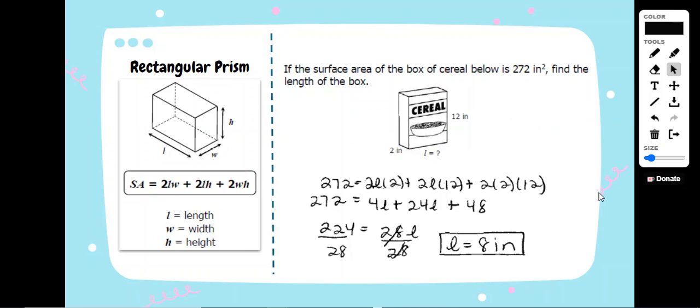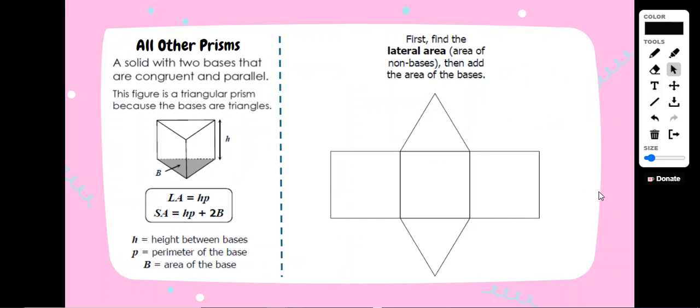So because rectangular prisms are used so often, they have their own particular formula. For any other prism that has a non-rectangular base, we use the formula of surface area is equal to height, remember height is between the 2 bases, times perimeter, and that is the perimeter of the base, plus 2 times the area of the base. Remember that the area of the base calculation is going to be determined by the shape of your base.